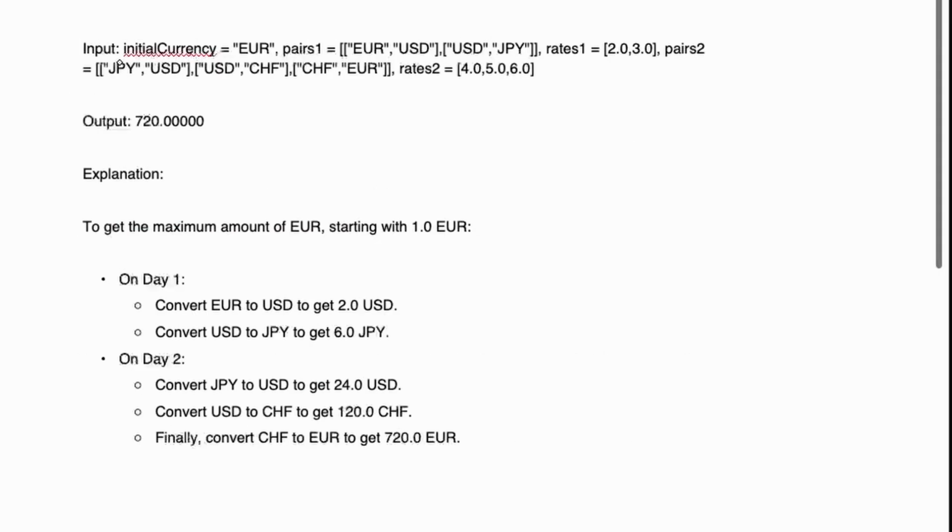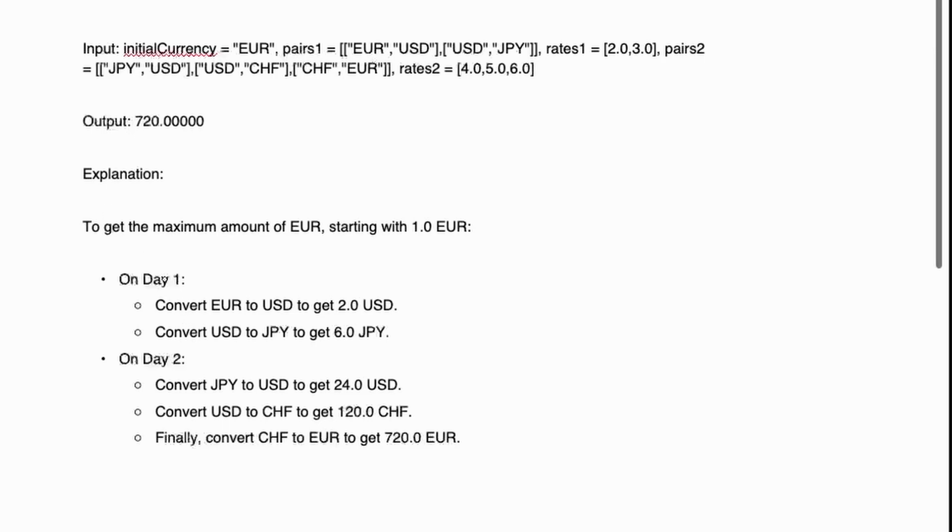So looking at the example, we have initial currency is euros, and we have pairs 1 representing conversions we can do on day 1. So we can convert euro to USD at a rate of 2. We can convert USD to yen at a rate of 3. Then on the second day, we can do these conversions. We can do yen to USD at 4, USD to CHF at 5, and CHF to euro at 6. And the maximum that we can get here would be 720. And the way we get that is by the following conversion.